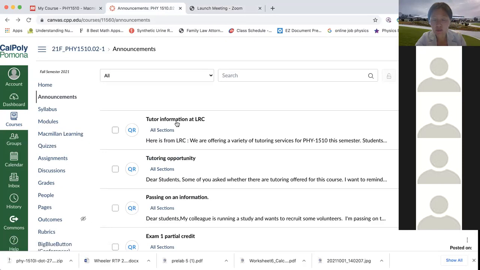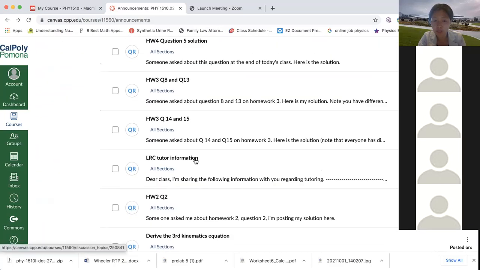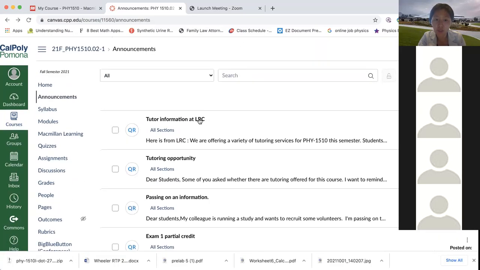The second listed here, and the very first listed here, are the tutoring offered by the university, the Learning Resource Center. So they have, every Friday, a happy hour tutoring session that you can walk in. You don't need any appointments. So the link is on their website. Also, I had previously posted the happy hour information here, so you can find their Zoom link.